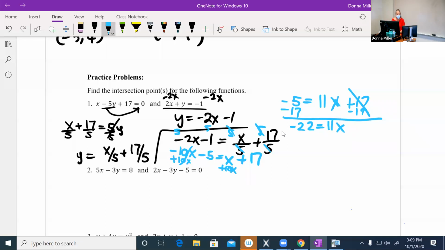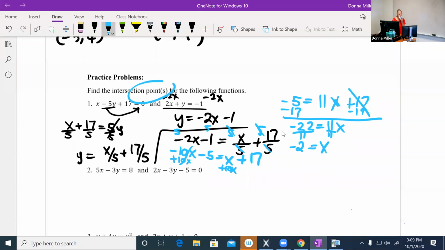Is that right? If you divide by 11, you're going to get negative 2, right? It's always a good thing when x comes out to be a nice whole number, you know, you probably got it right. All right, so x is negative 2. They want the point.